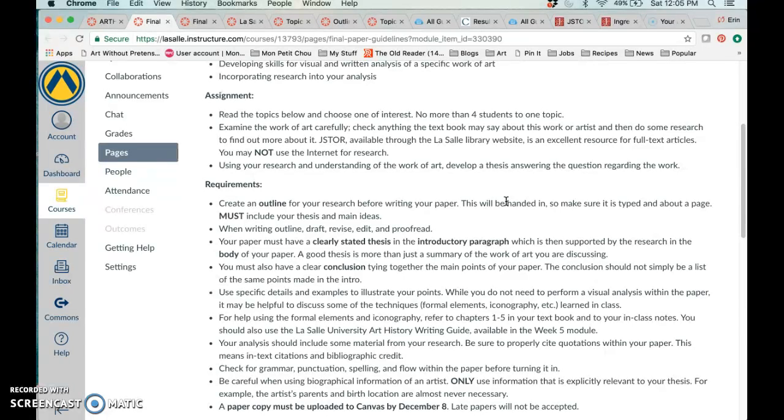You can use JSTOR, which I know some of you used for the wiki project, and I'll walk you through in the next video how to access it and use it through the library website. You may not, however, use random internet sources, and I will show you what that looks like. If it is a blog, if it doesn't have an academic or professional association with it, it is not something that I want you using.